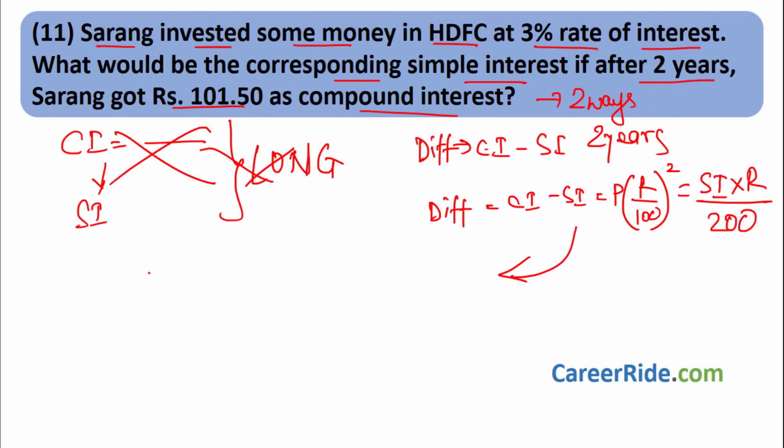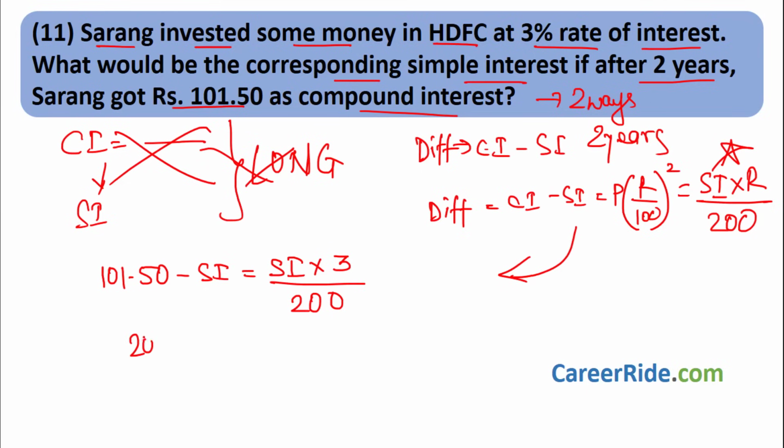Now do we know compound interest? Yes, it is 101.50. Simple interest we do not know. Let's take the second part of the equation, that is simple interest into rate of interest, which is 3%, divided by 200. What do we get? 200 into 101.50 is nothing but 20300 minus 200 SI would be equal to 3 SI. So SI would be equal to rupees 100.